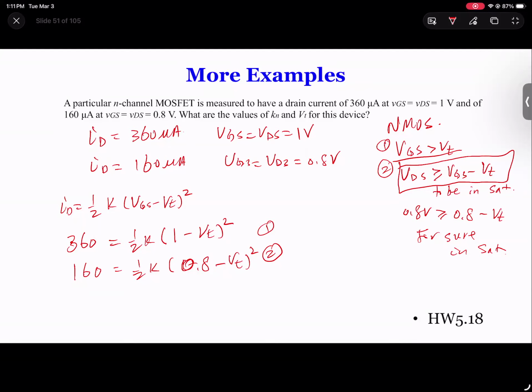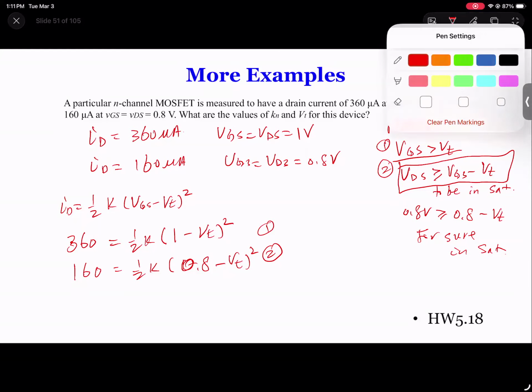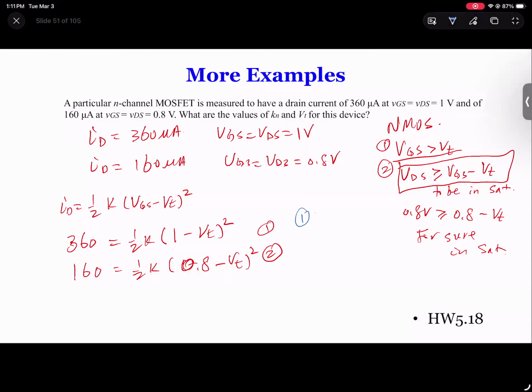I have two variables, in the case of VT. So if we divide the two equations, we get 360 divided by 160, which is 36 divided by 16, so 9 divided by 4.